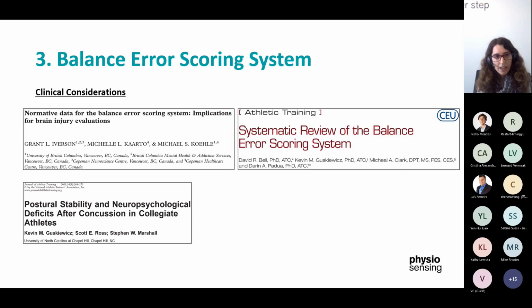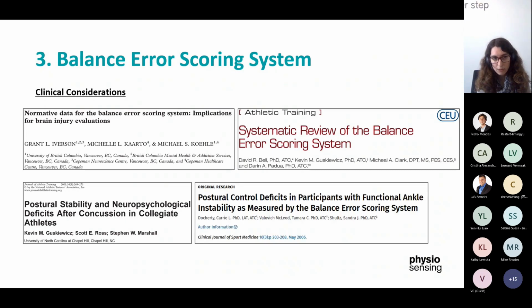In addition, in this article, Kevin et al. examined the course of recovery on various postural stability and neuropsychological measures after sport-related concussion, in which the BESS protocol was also used, and the athletes with concussion demonstrated acute balance deficits, which were likely the result of not using information from the vestibular and visual systems effectively.